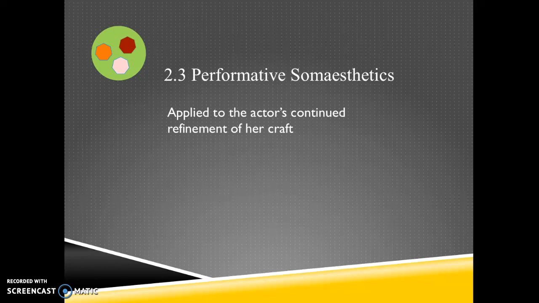Performative somaesthetics can be applied to the actor's continued refinement of her craft. Actors improve their somatic movements with expression that come from within their own understanding, building physical strength and integrity that give credence to their character. For example, Dr. Schusterman observes that, and I quote, "consciousness of breathing can therefore make us aware that we are angry, tense, or anxious when we might otherwise remain unaware of these feelings and thus vulnerable to their misdirection."